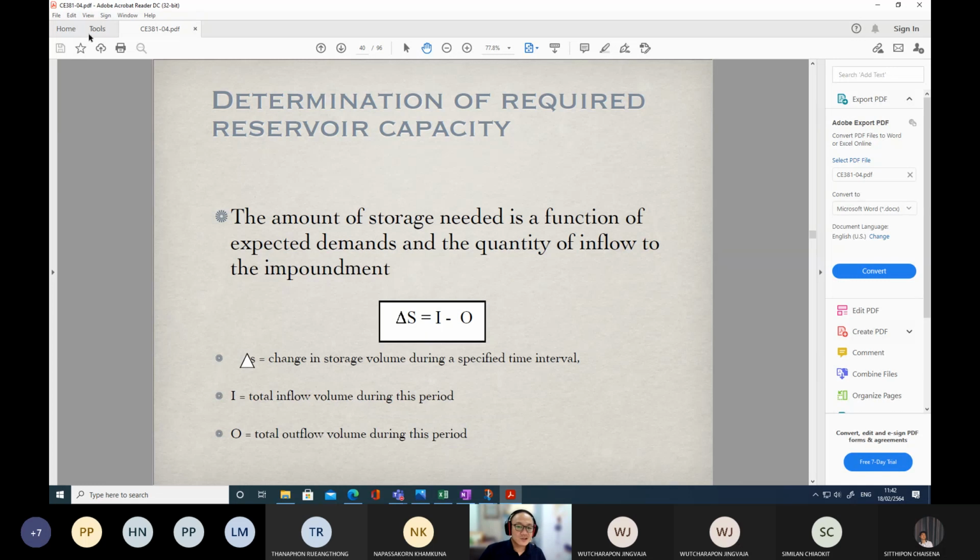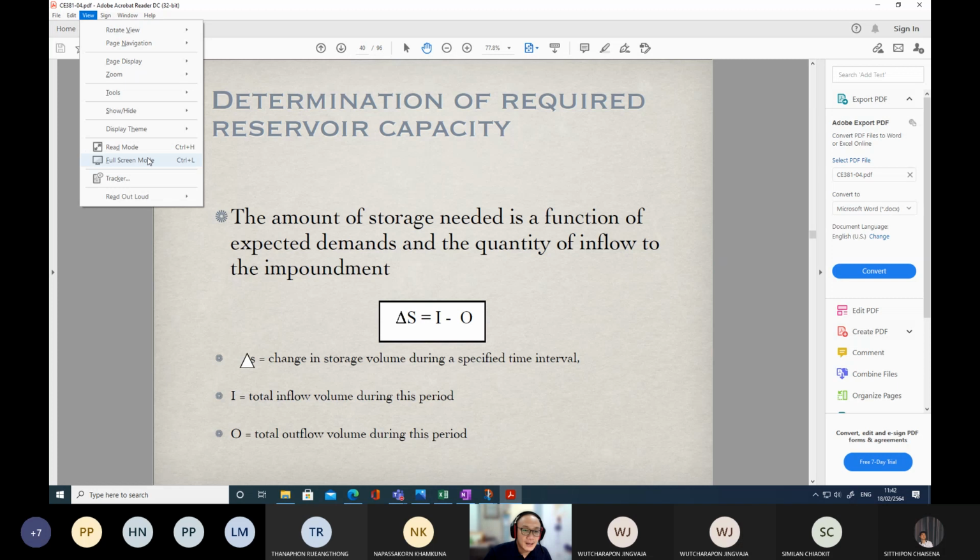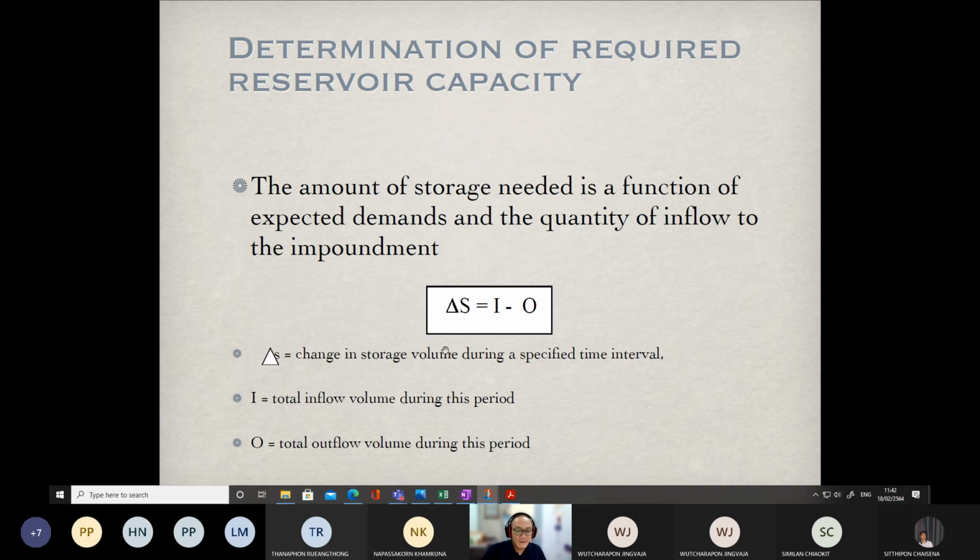The size of the storage can be determined by considering the inflows and the outflows. By the concept, the size of the storage tank is equivalent to the difference between inflows and outflows. If you take the inflow subtracted by the outflow, you get the difference, and this difference is the change in the storage volume. So we need to provide these volumes for the water.